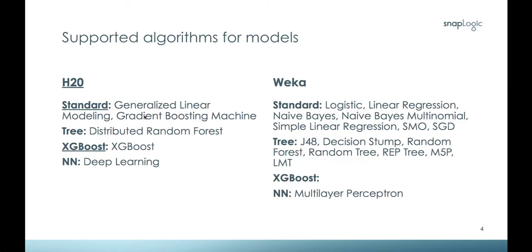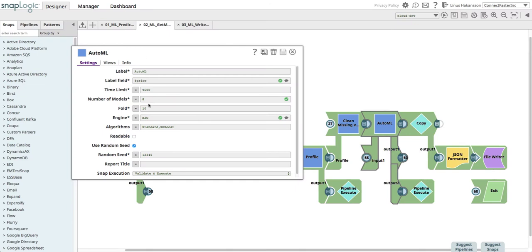So going back to our presentation here, I just want to give an overview of what kind of algorithms we support as part of this AutoML snap. So basically, there are two different engines to go by. One is H2O and the other one is Weka. In our case, we've selected the H2O engine. And we've also specifically selected that we're interested in standard and XGBoost type of algorithms.